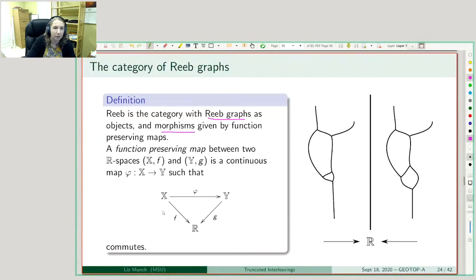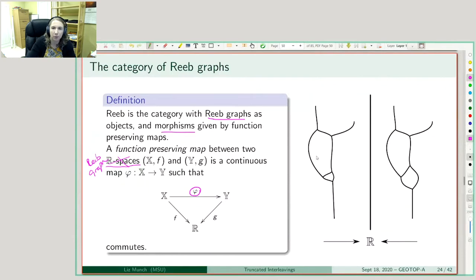All right, so if my input data is two Reeb graphs, I guess in this case R-spaces is another word for more general Reeb graphs, but you can replace that with Reeb graph. So for two Reeb graphs, I have a morphism given by this map phi, which is a continuous map defined on the underlying graphs for which this triangle commutes.